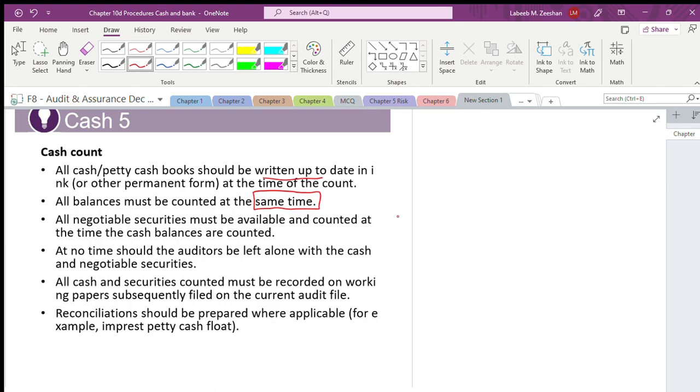Any negotiable securities, any checks, any treasury notes, any promissory notes. Negotiable instruments is nothing but promissory notes and checks. Any checks that are there must be available and counted at the time cash is counted. Everything has to be there. Checks are also equivalent to cash.